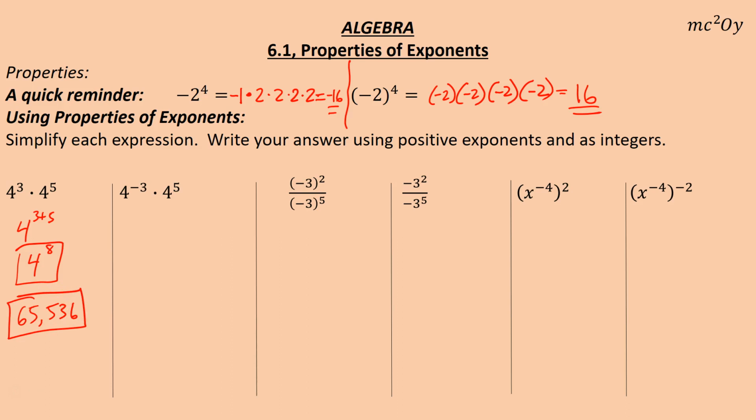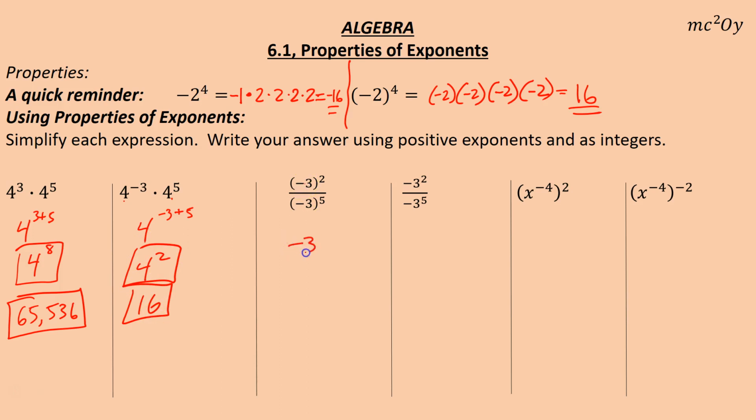All right, the next one, same base. And we're now going negative 3 plus 5. Well, negative 3 and 5 is 2. That's 4 squared, which is 16. So there it is as a power, and we've got it as an integer there.